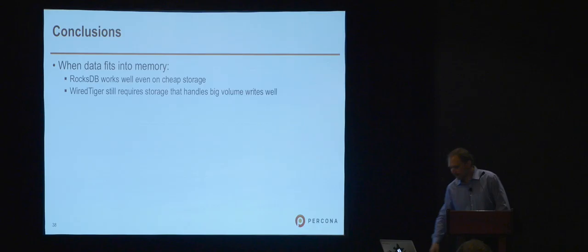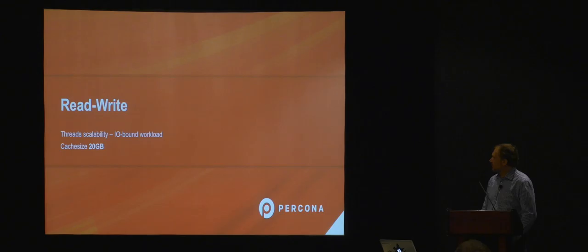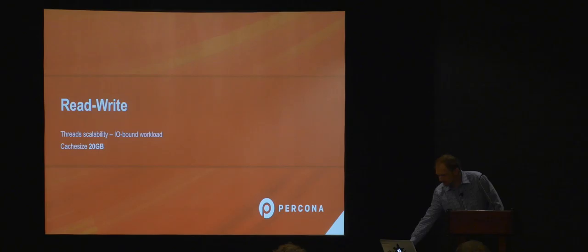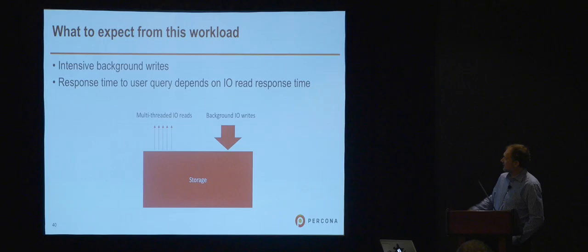And as a final experiment, I will look into thread scalability, but now in an I/O-bound workload, where cache size is only 20 gigabytes. That means to perform operations, we will need to perform I/O. And this I/O is kind of tricky. This workload is characterized by intensive background writes. Again, all writes from a database usually come in the background. But to execute a user query, we will need to perform front-end I/O reads. And the performance will depend a lot on storage I/O read performance.